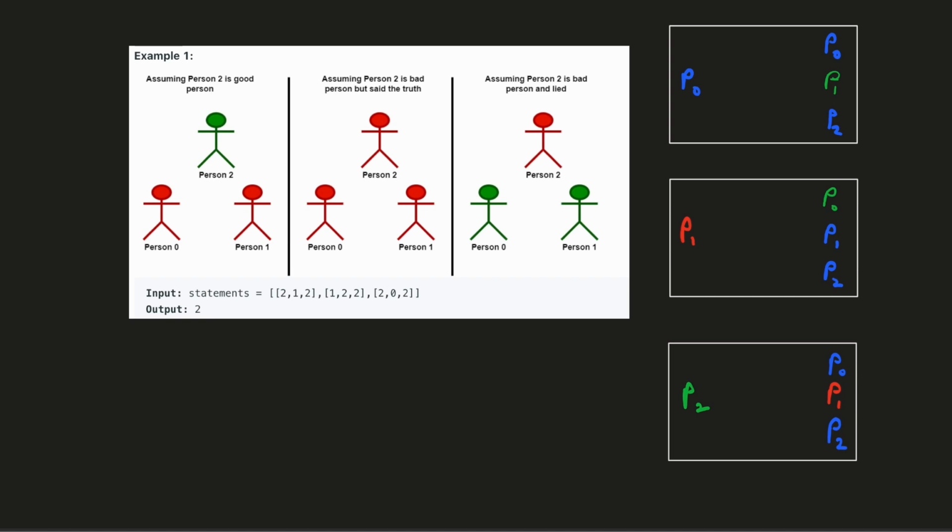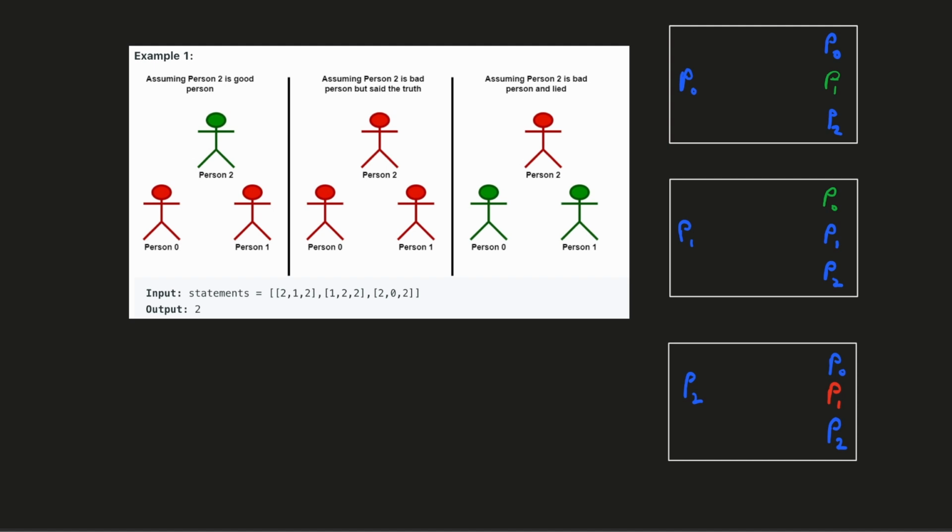So let's start with person 0 being a good person. So if person 0 is a good person, then the statement made by person 0 about person 1 should be true. So that means person 1 has to be a good person. But this contradicts our original assumption that person 1 is a bad person. Hence, this can never be the case. And hence, person 0 must be a bad person in that scenario. Hence, in this scenario, where we assume person 2 to be a good person, the number of good people is equal to 1.